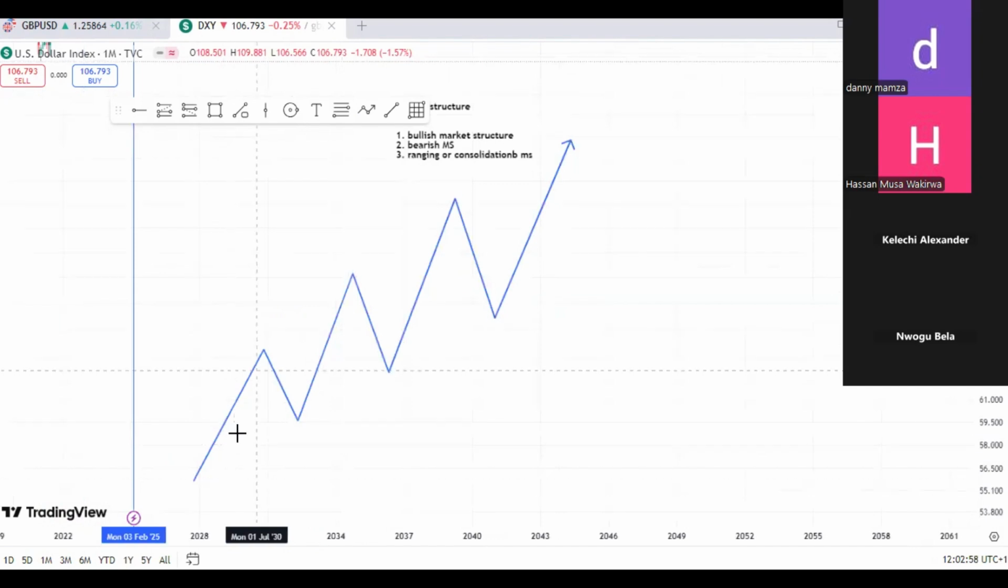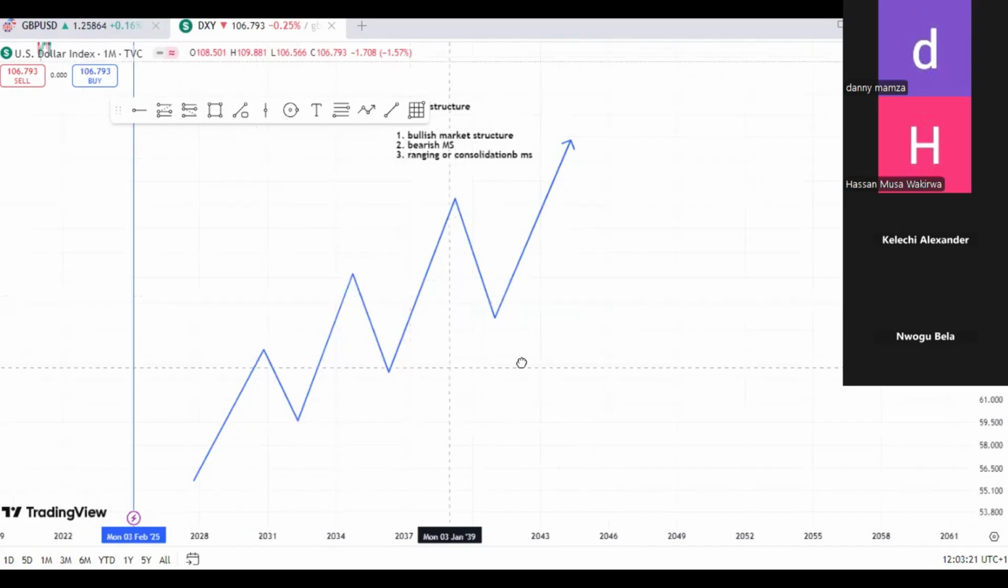So what the market is doing now is this: a higher low. We call this a higher high. We call this a higher low, a higher high, a higher low, a higher high, a higher low, and a higher high. Now, what this is telling us is that when the market is forming a higher high, higher low, higher high, higher low, it is indicating that the market is bullish. It's essentially moving in an upward direction.